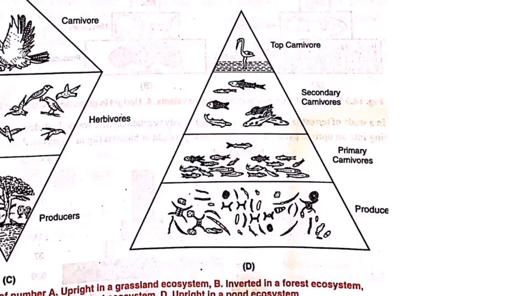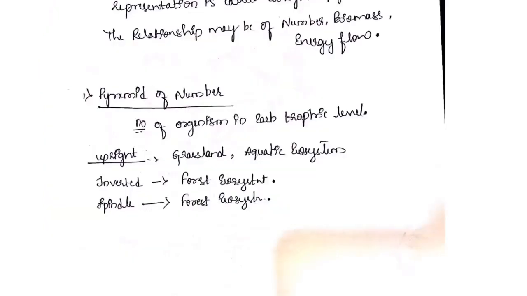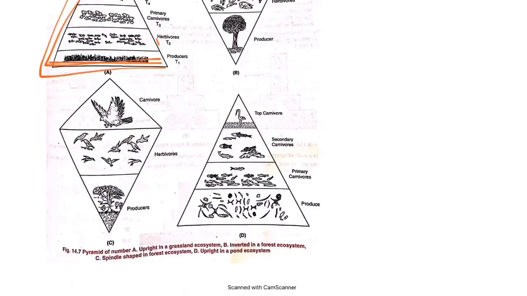Then in aquatic ecosystem, again it is an upright pyramid. So the number of planktons will be more. The number of organisms feeding on them, the small fishes, will be a little less when compared to the planktons. Next, the big fishes feeding on small fishes, their number will be a little less. And the birds which feed on the fishes, their number will be less, so they occupy the topmost position. Hence, it is a straight pyramid. So in a pyramid of number, grassland and aquatic ecosystems are upright pyramids. In forest ecosystem, it is an inverted pyramid.